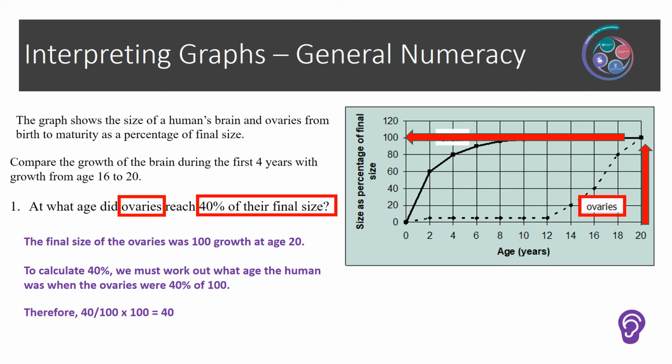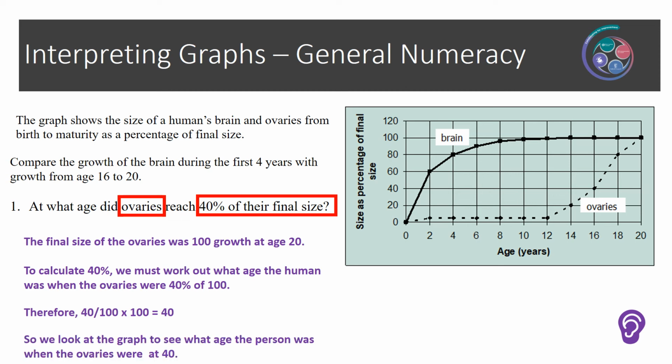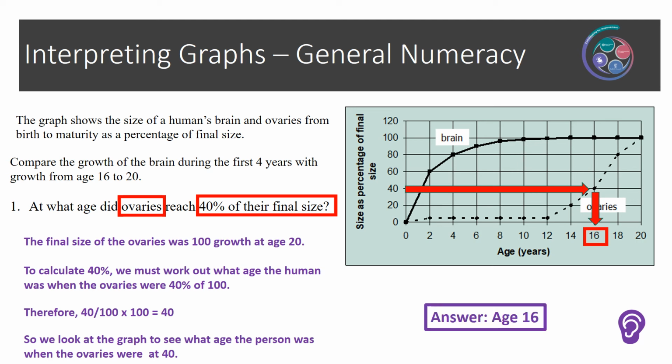Now with this number, I can look back to the graph, again ensuring that I'm only looking at the dotted line to see at what age the ovaries were 40 as a size as percentage of the final size. I look at 40 and I go across the graph using the arrow that I've used to highlight, and I find a plot just above age 16. So my answer to this question, at what age did ovaries reach 40% of their final size? The answer is age 16.